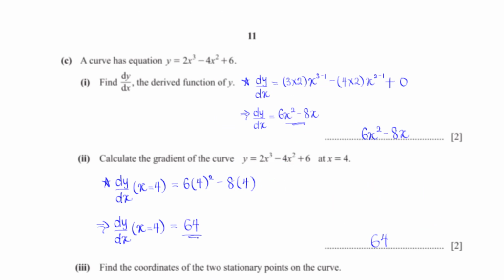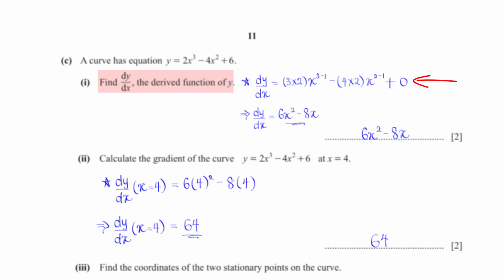A curve has equation y equals 2x cubed minus 4x squared plus 6. Find dy/dx, the derived function of y. So to find dy/dx, 3 multiplies 2 and then we subtract 1 from 3. 2 multiplies 4 and we subtract 1 from 2. The constant gives us 0.